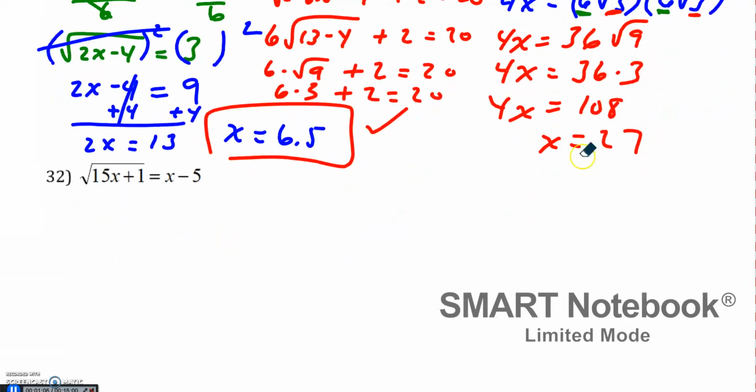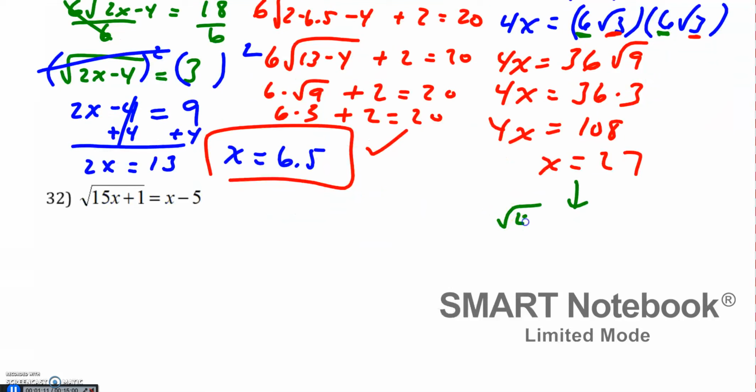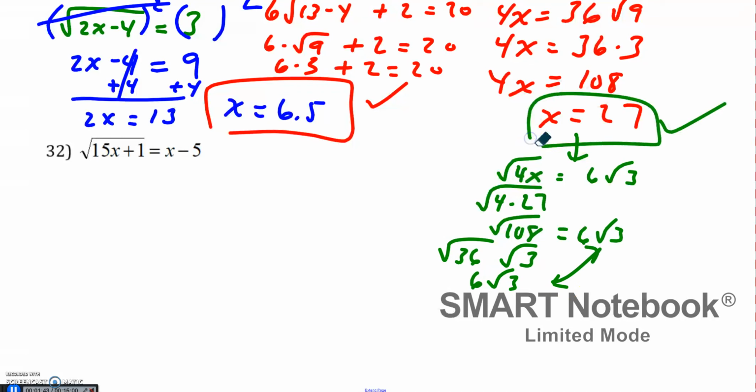If I would like to check my work, I would take the 27 and plug it into the original, which was, does the square root of 4x equal 6 root 3? Well, if I plug 27 in, I would say, does the square root of 4 times 27, 27 times 4 being 108, does the square root of 108 equal 6 root 3? Well, if I take 108 and split it, 108 is divisible by 36, so this is really root 36 root 3, which is 6 root 3. So it means that 27 is the answer for number 31.